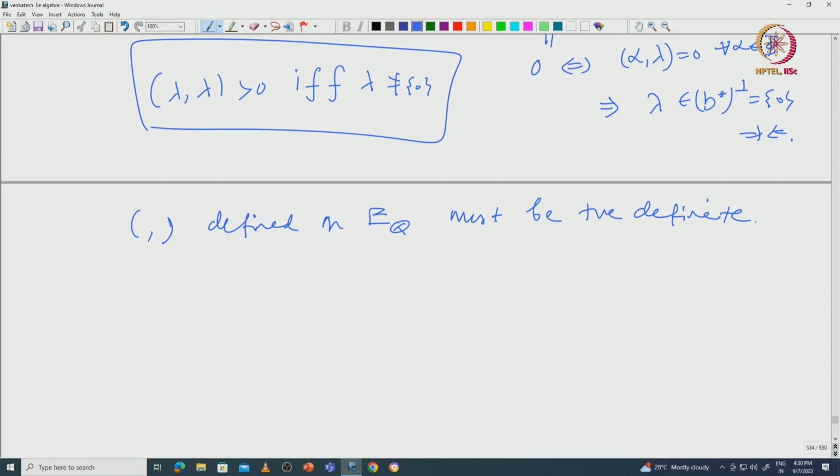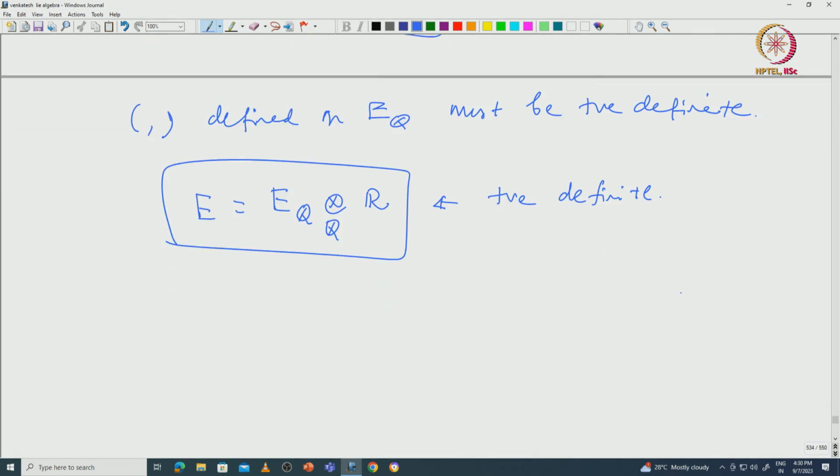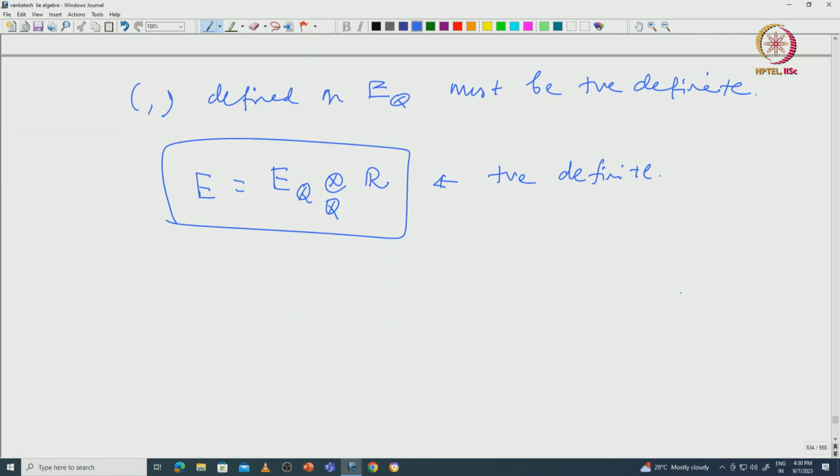So, now if we take the tensor with R, then we can extend naturally this form to E. So, where EQ tensor R, one can extend the form to capital E. Then here also we get naturally the positive definite symmetric bilinear form. Now, if you have a real vector space with a positive definite bilinear form, that space will be called a Euclidean space. Okay. So, then E becomes actually a Euclidean space.